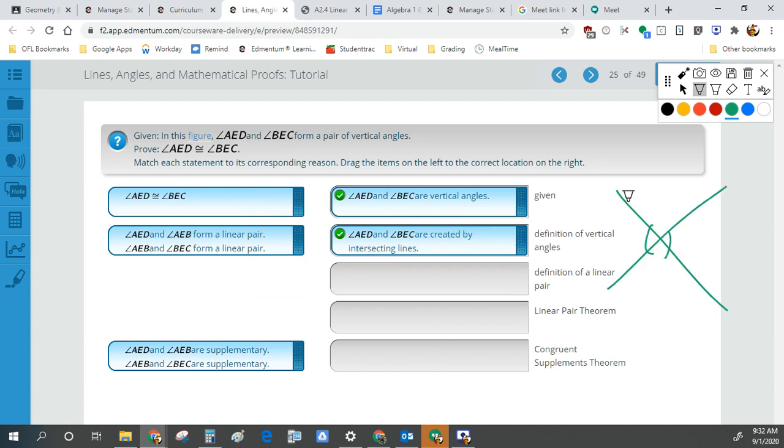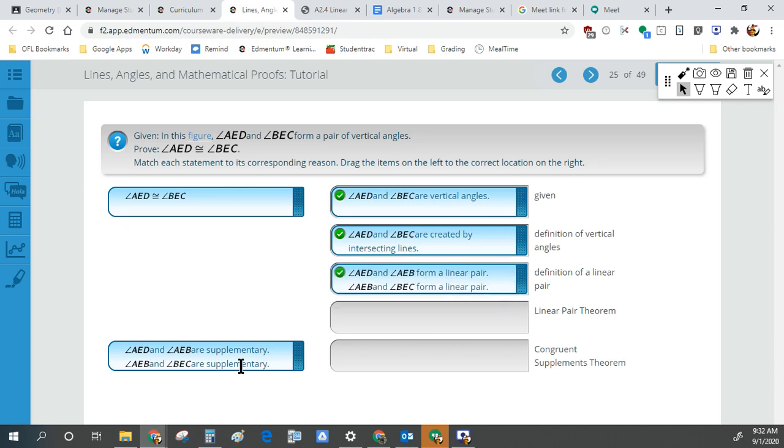How were these made? They were made by that. Well, how do we know that these two were created by that? Well, it's the definition of vertical angles. Vertical angles are made by two intersecting lines. That's how we know that they were created. So now we're finding something that has the linear pair, definition of linear pair. So we're trying to say something that equals 180. So we're trying to say these two are linear pairs. How do we know they're linear pairs? Again, it feels very redundant. It's the definition of linear pairs.